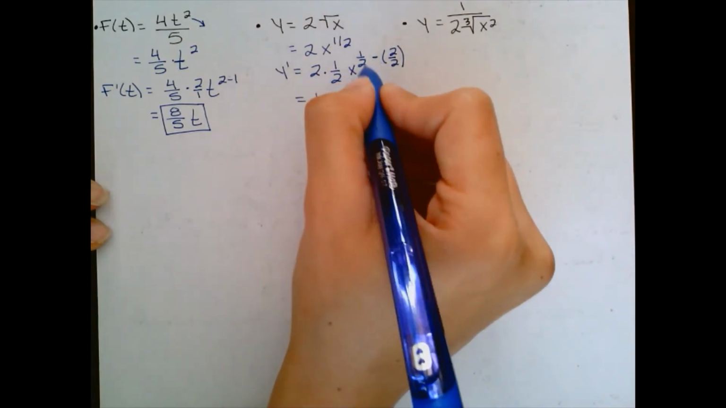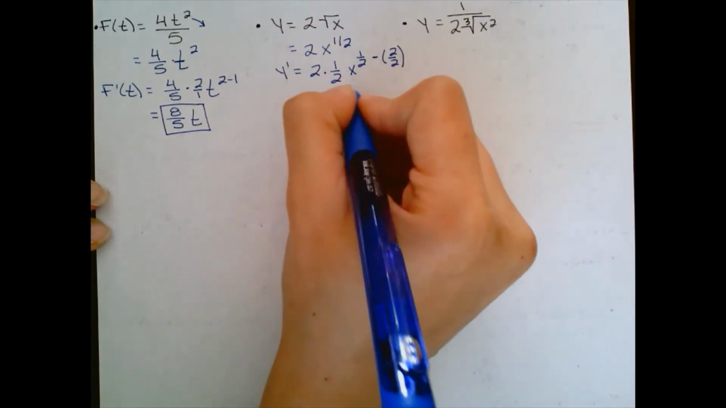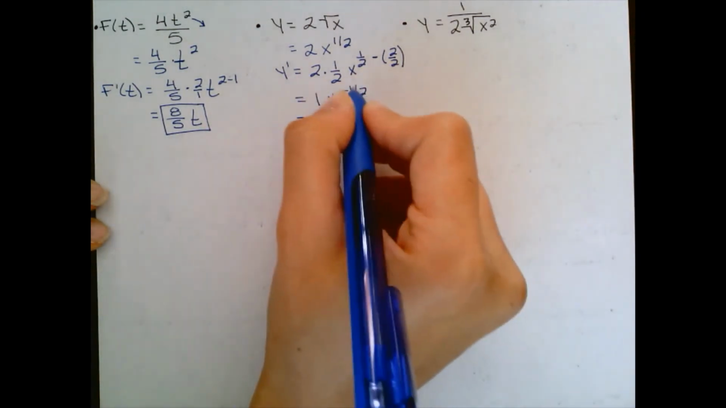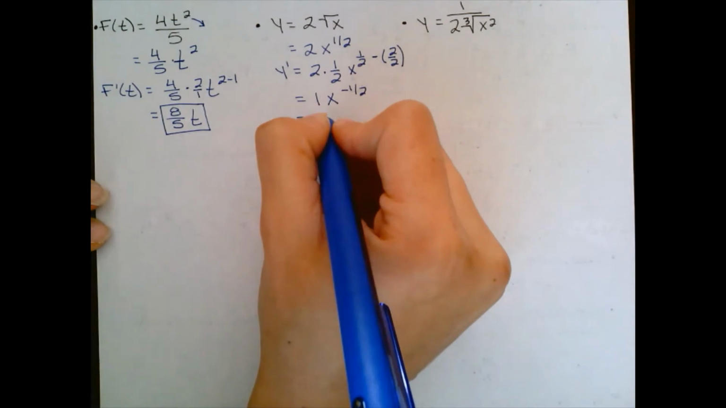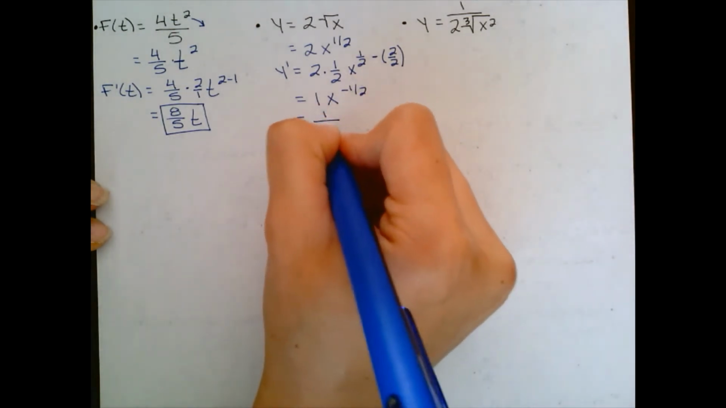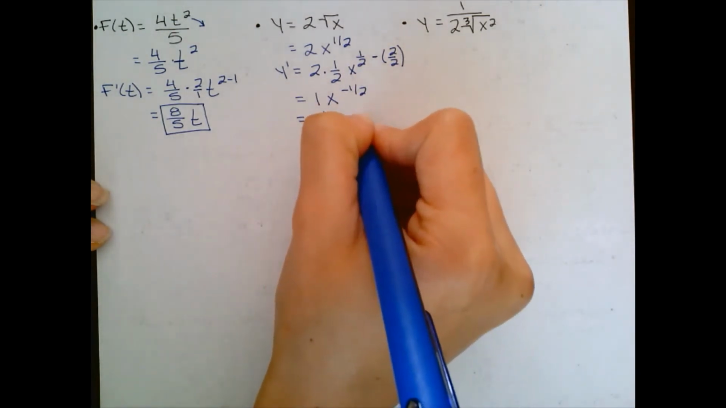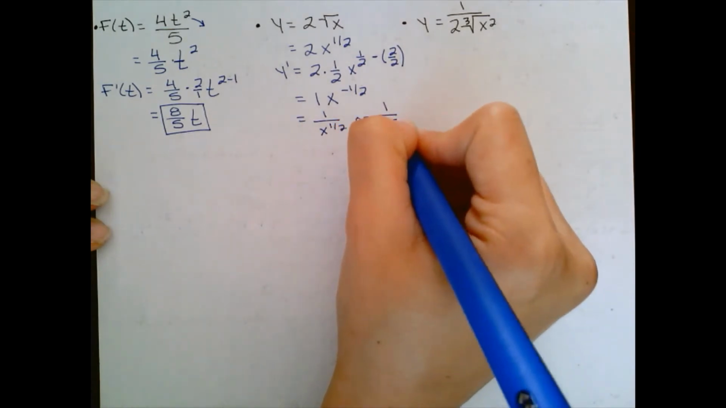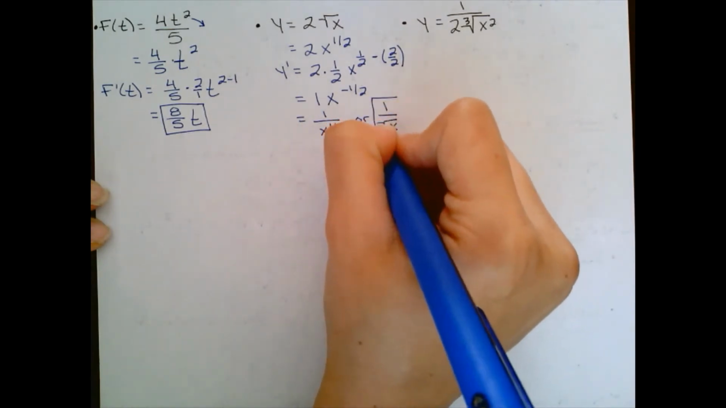x raised to, I have a negative 1/2. Okay? Which I can't leave a negative exponent, so I'm going to say 1 over x to the 1/2, or I could say 1 over square root of x. Either of these are perfectly fine.